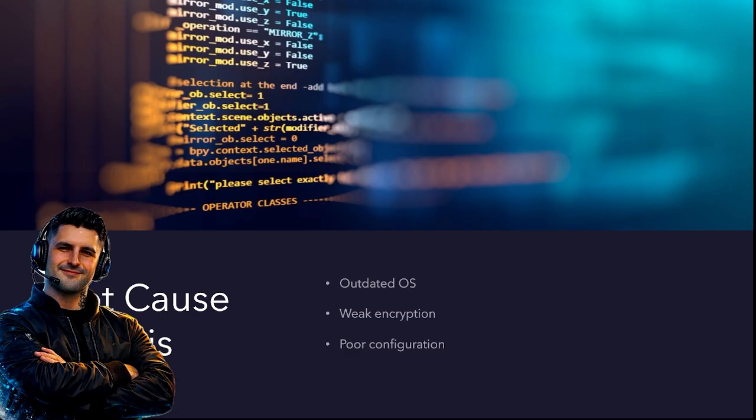The root cause of these vulnerabilities is a failure to maintain system updates and enforce secure configurations. These issues compound over time, making exploitation easier.